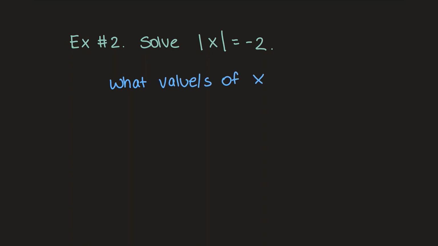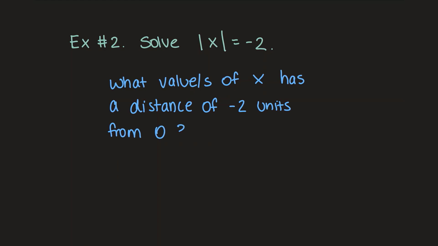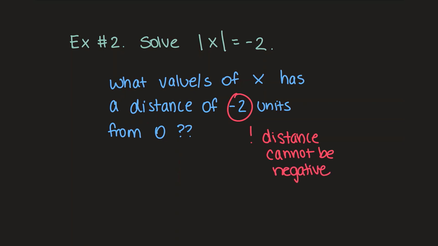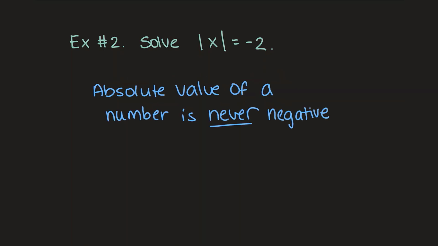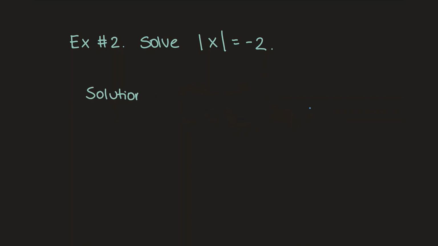Okay, so let's try another example. For this, we need to ask ourselves what value or values of x has a distance of negative 2 units from 0. So this is actually not possible since distance cannot be negative. The absolute value of a number is never negative, therefore the solution set is no solution, which is the same as the empty set.